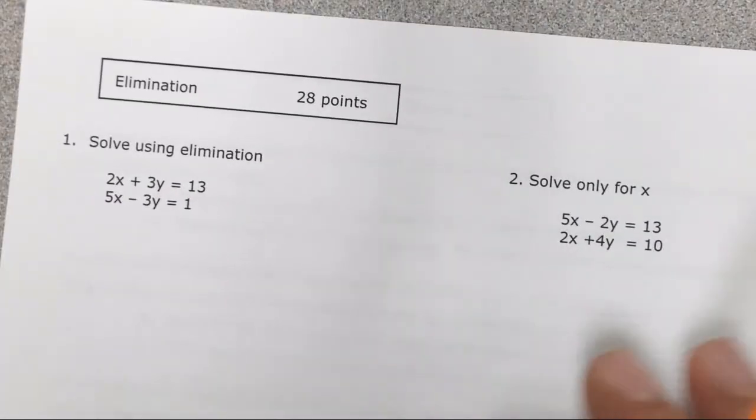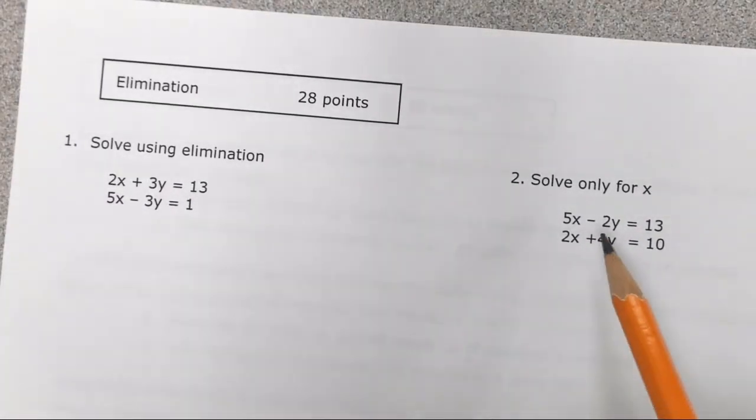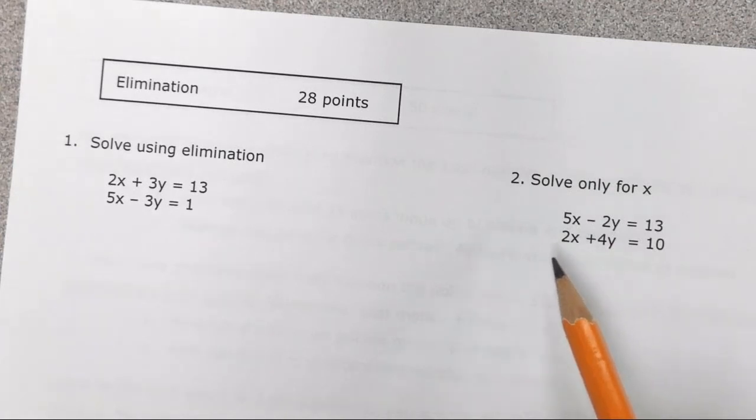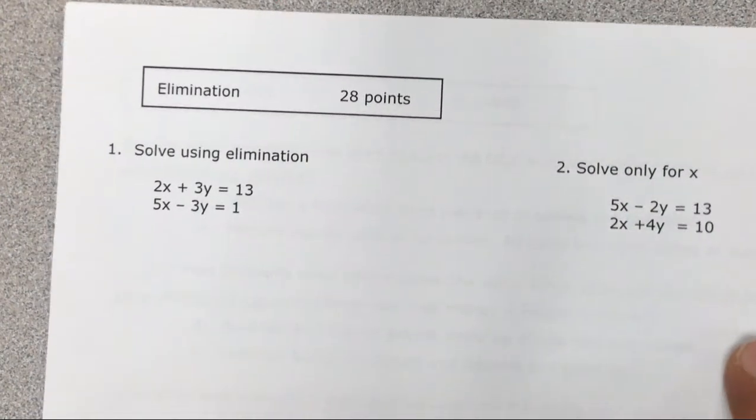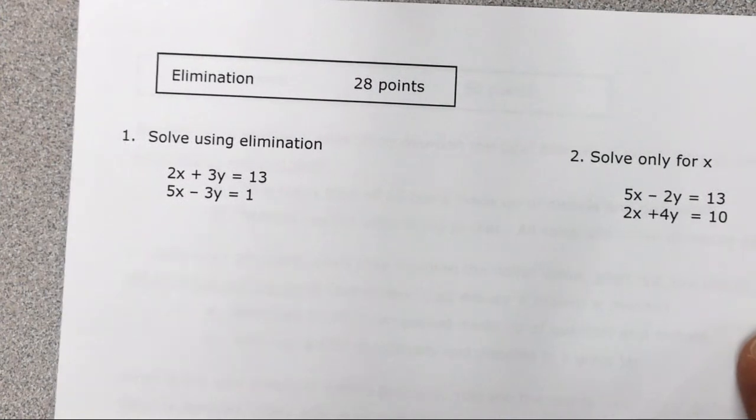Now, that's the first two questions on the test. We had a graphing question and we had some substitution questions. And this one right here, we're going to have an elimination question. Okay? For the elimination question, this is when you line them up right on top of each other. Okay?